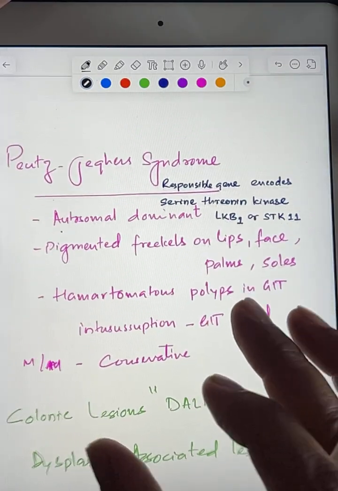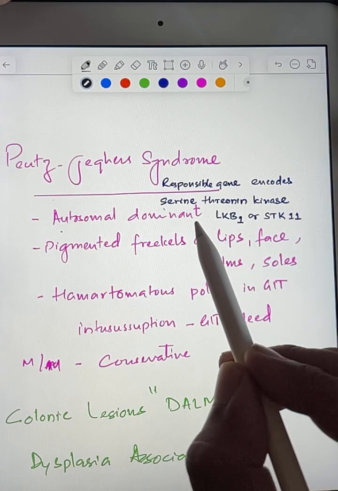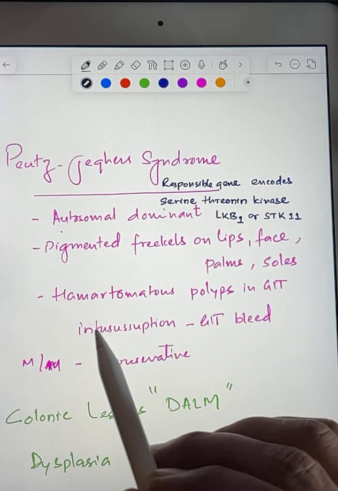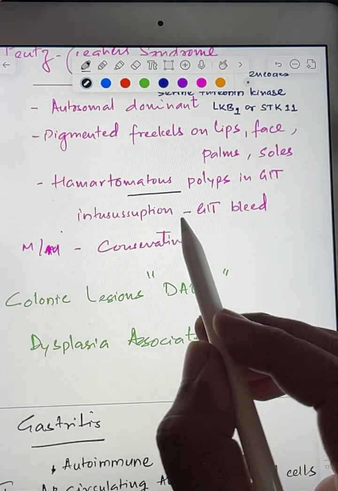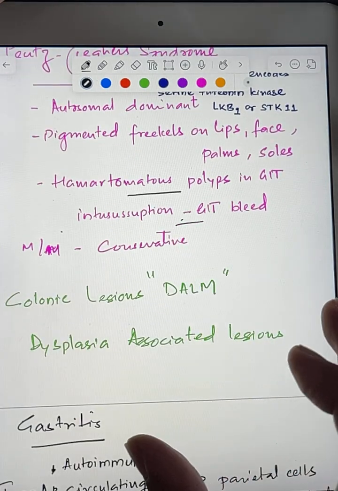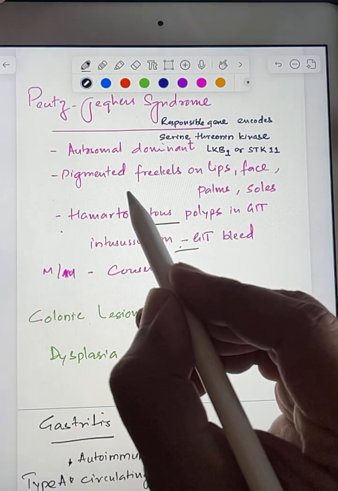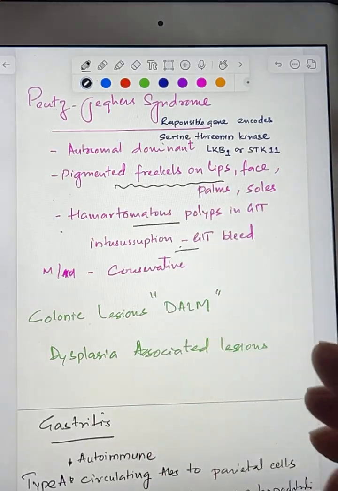Peutz-Jeghers syndrome, autosomal dominant, the gene is serine threonine kinase LKB1, hamartomas, polyps, intussusception, pigmented freckles on lips and face.